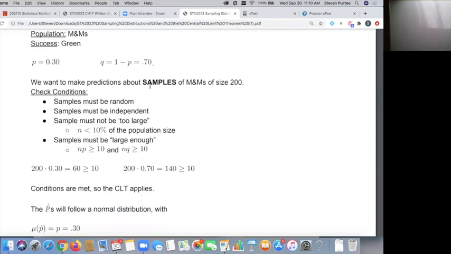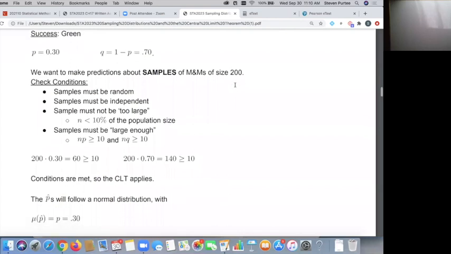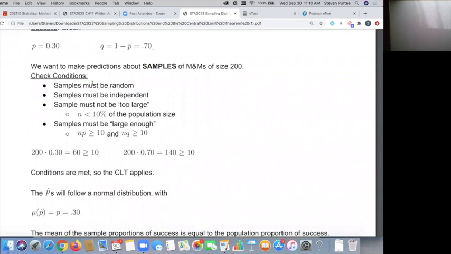Now we go out and we collect bags of size 200. So my N here is 200. So we need to check these conditions. We kind of already talked about this. The samples need to be random. If there's a mistake at the factory and I get a bag that's all blue M&Ms, well, that's just a crappy sample. Samples need to be independent. Counting your bag shouldn't influence other people. 200 is definitely less than 10% of all M&Ms. There are a lot more than 2,000 M&Ms out there.